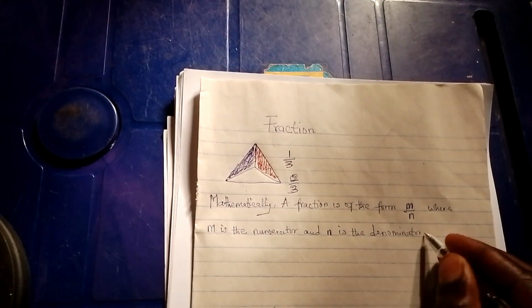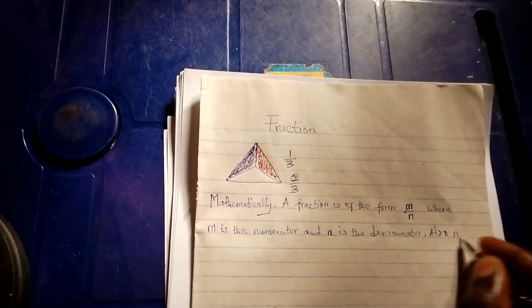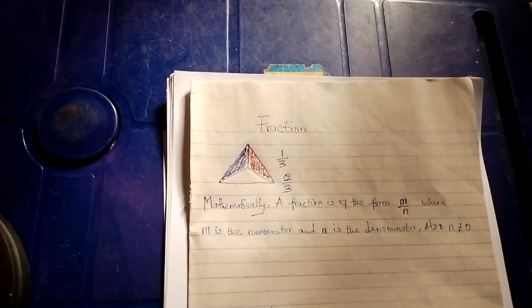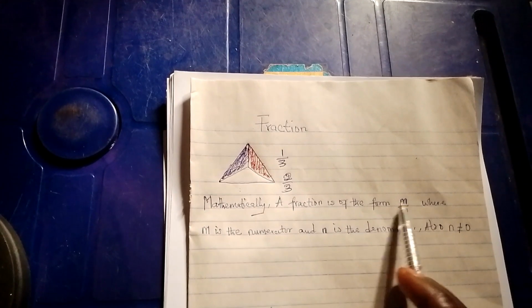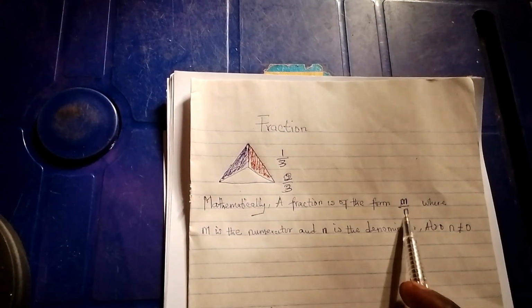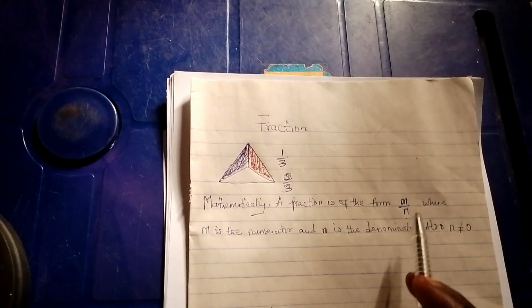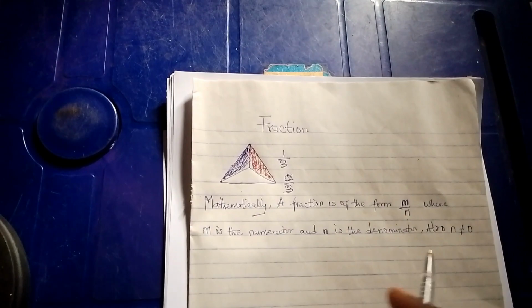And also, n is not equal to 0. So a fraction is of the form m by n, and we say that m is called the numerator while n is called the denominator. And note that n is not equal to 0. Okay.